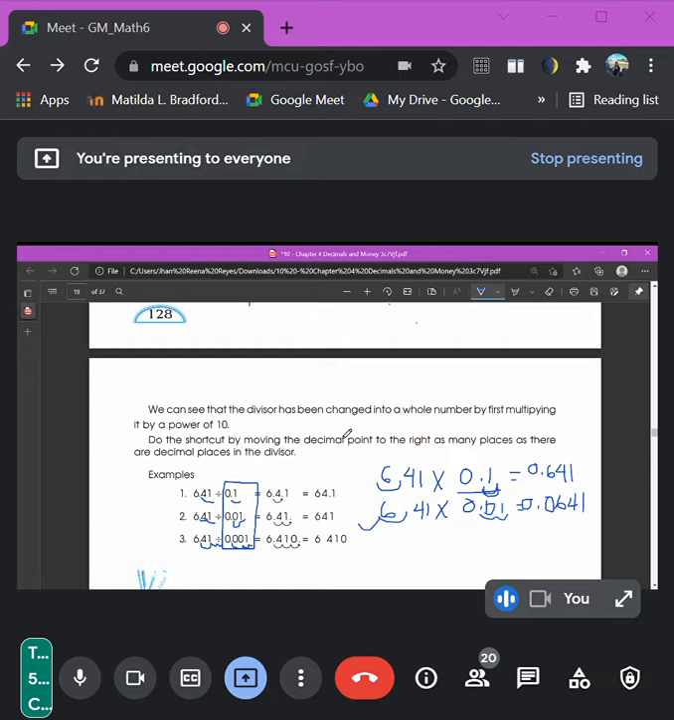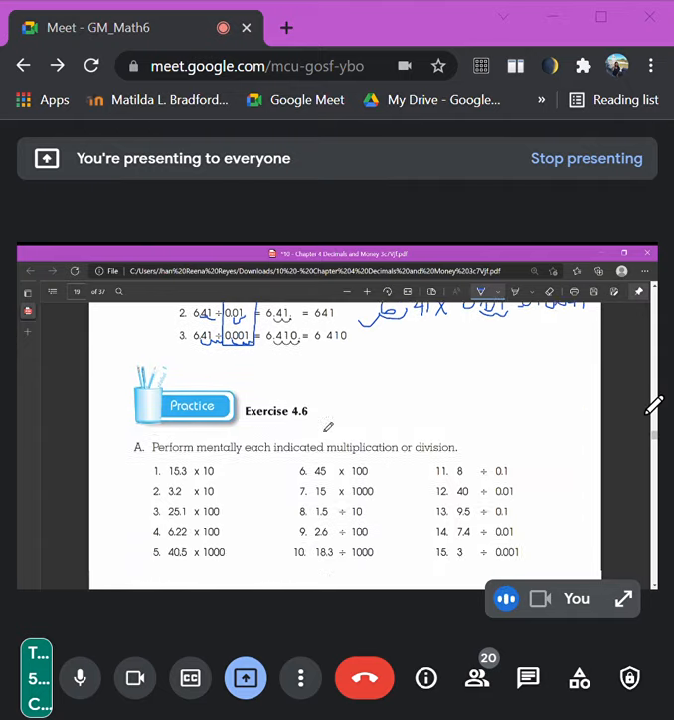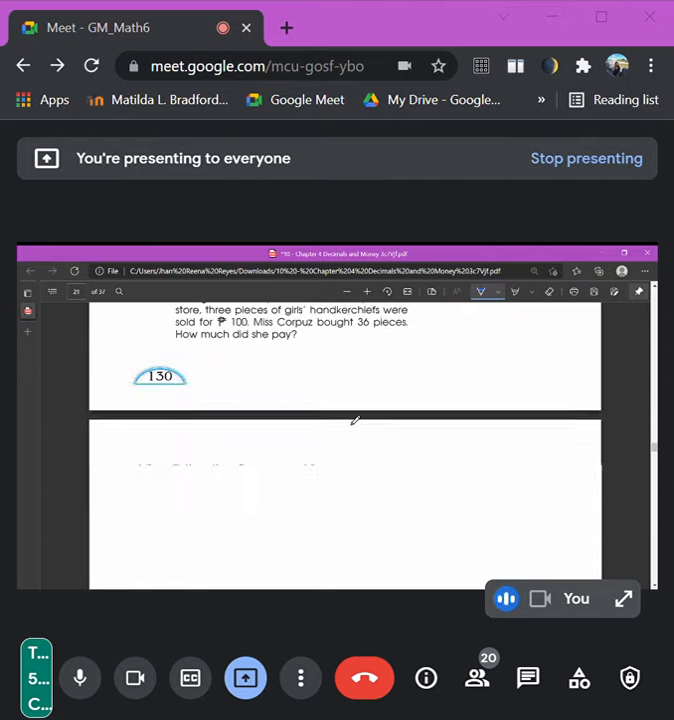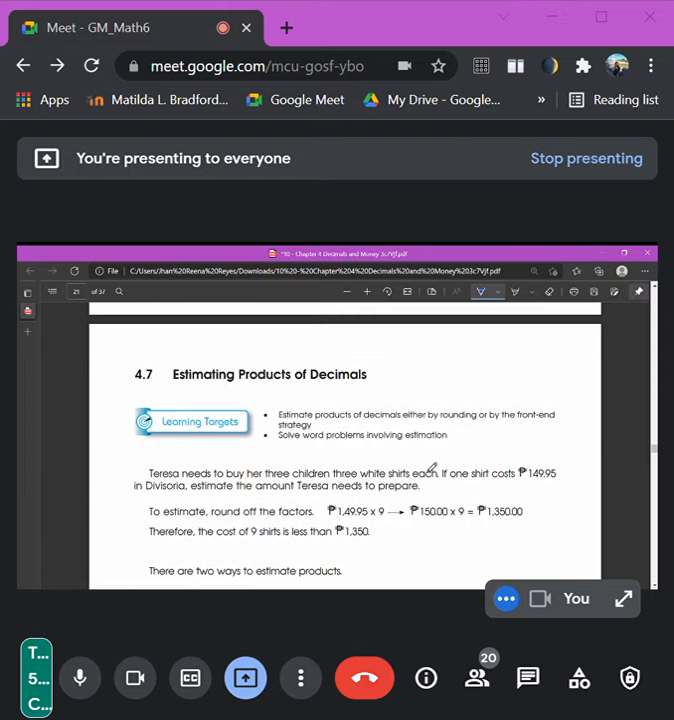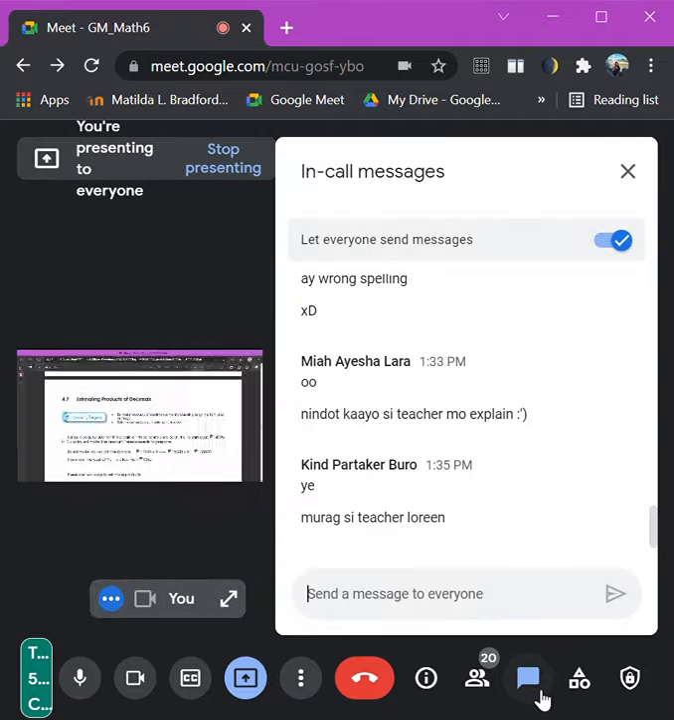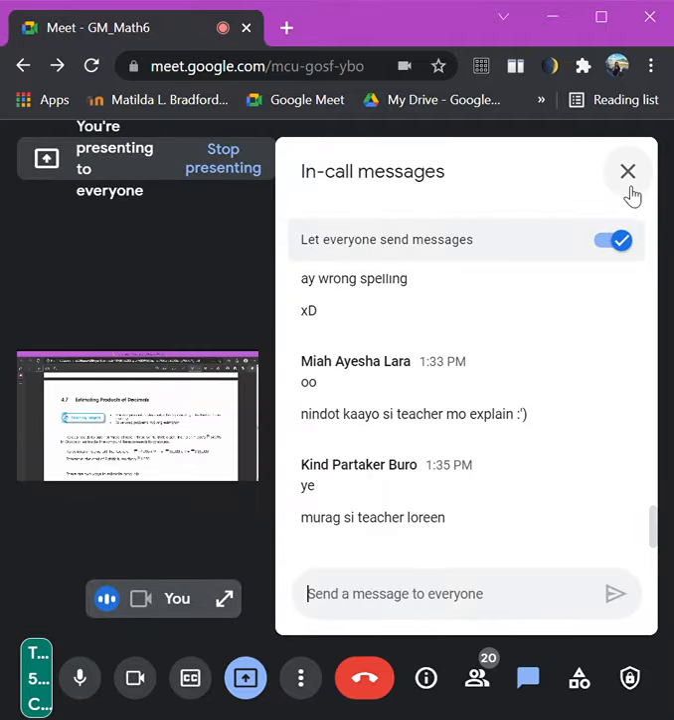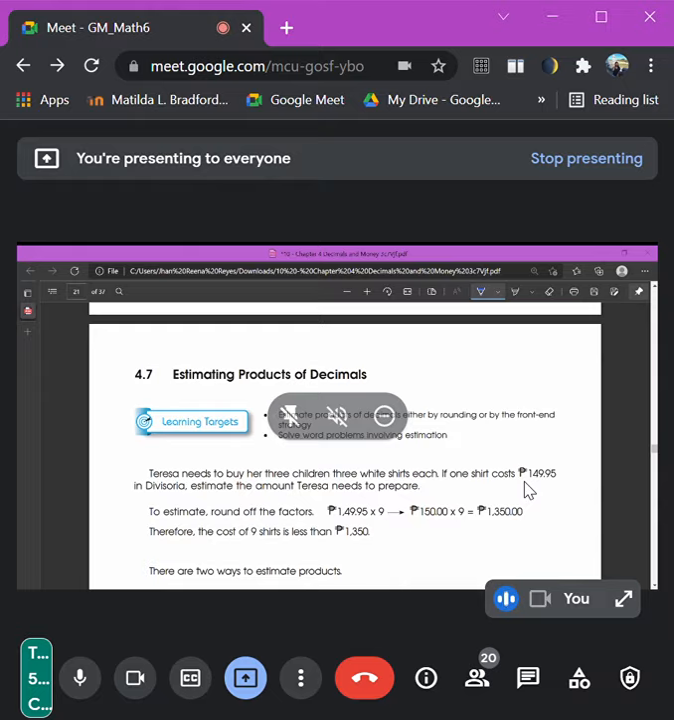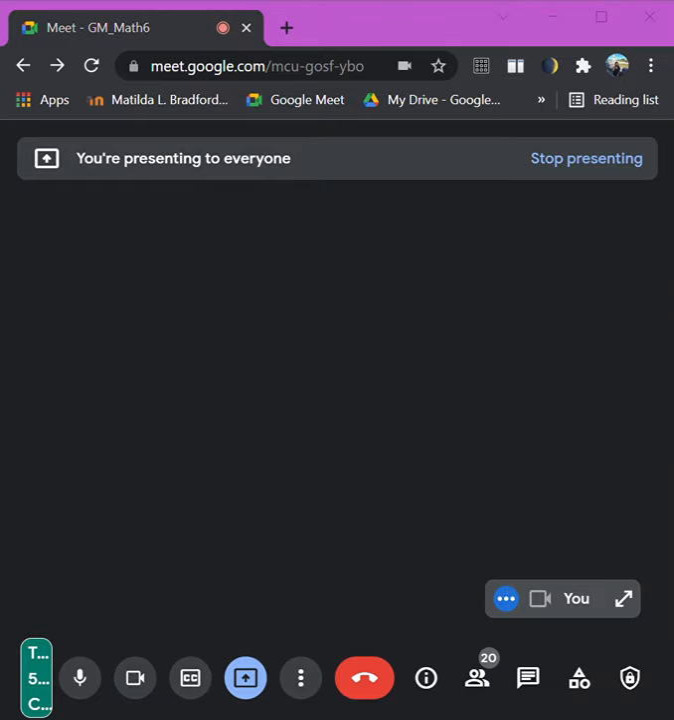10, 100, 1,000, 10,000, 100,000. We have here 0.01, 0.1, 0.001. Okay? So if wala na question, we are going to move with estimating products of decimals. Okay, so unsa diay ning estimating products, teacher? Okay, so if I will ask you, class, what do we mean by estimating?